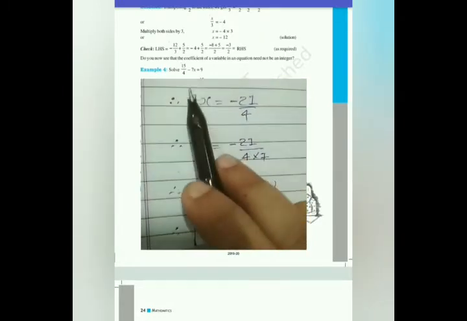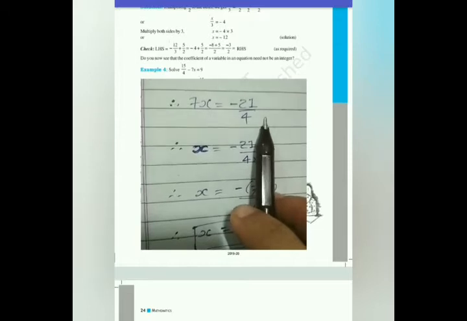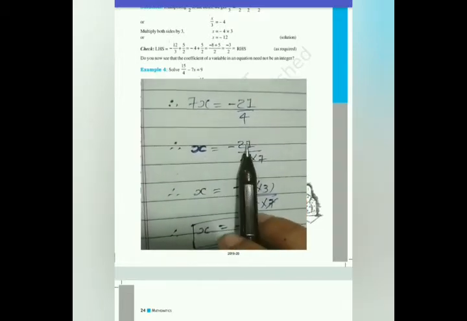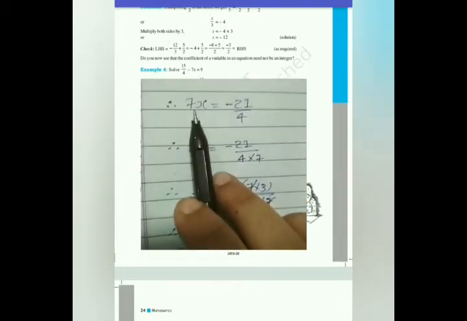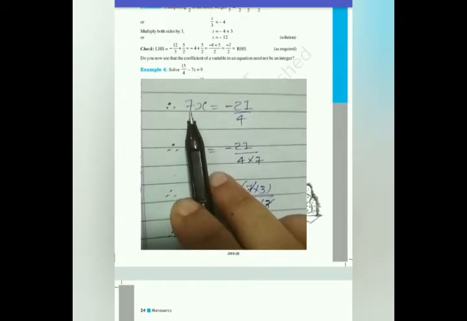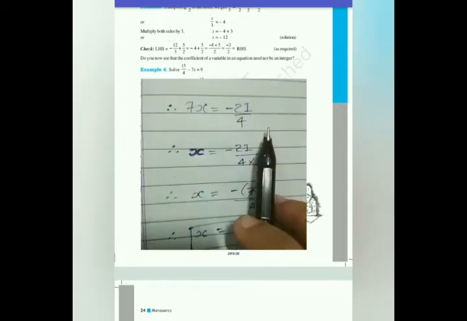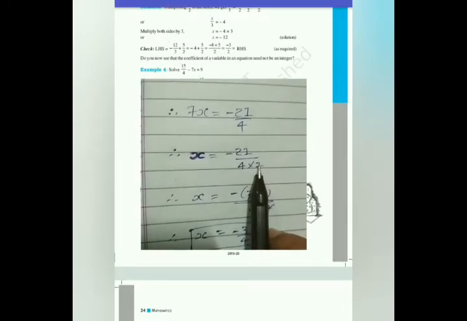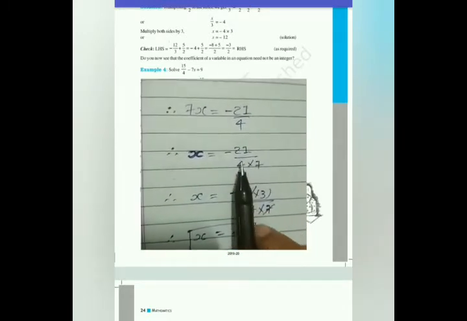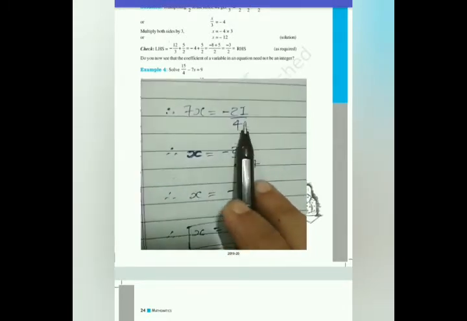Here we transpose 7 to our right hand side. On the left hand side, 7 is multiplied with x, so whenever we take 7 to the right hand side, it goes to the denominator. So x is equal to minus 21 by 4 divided by 7.